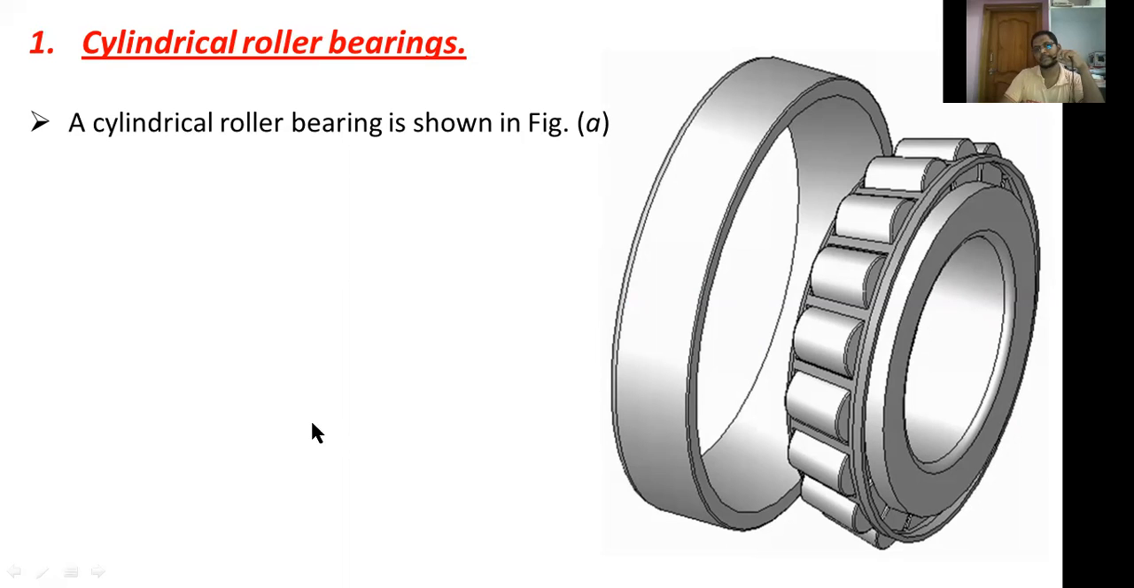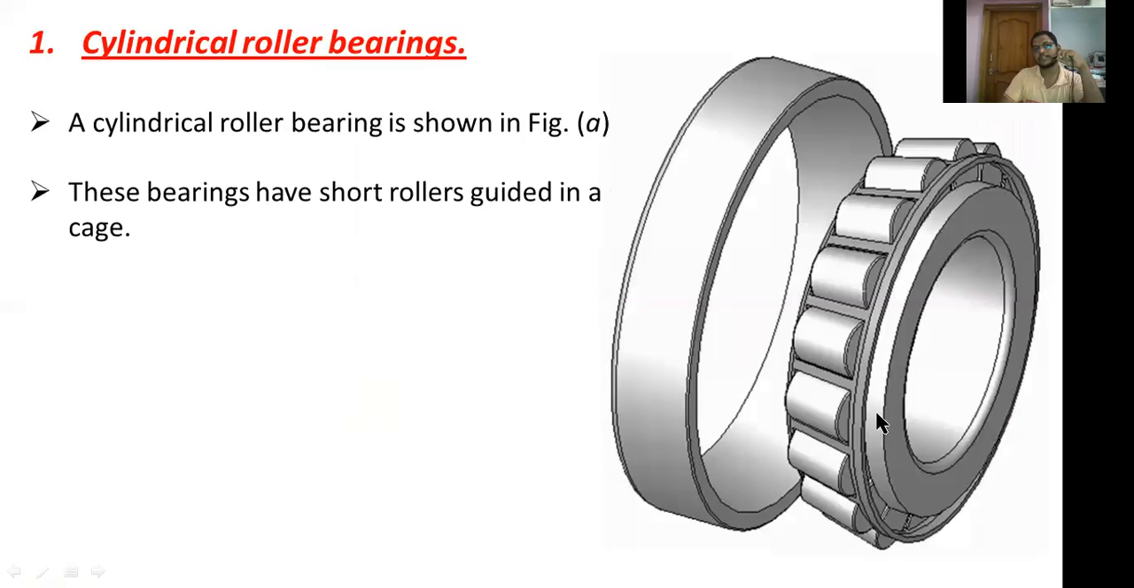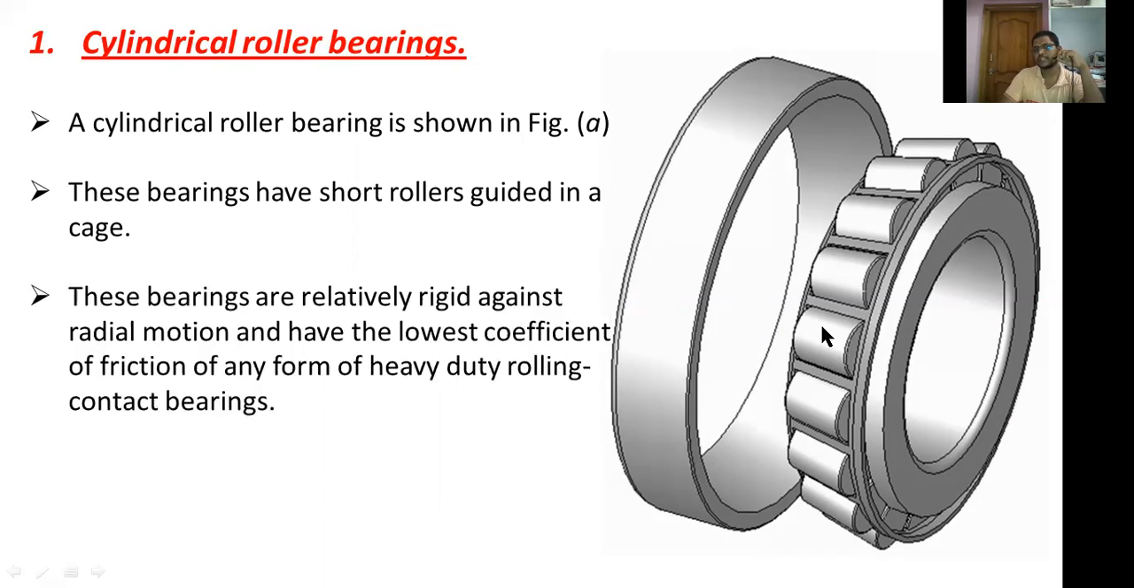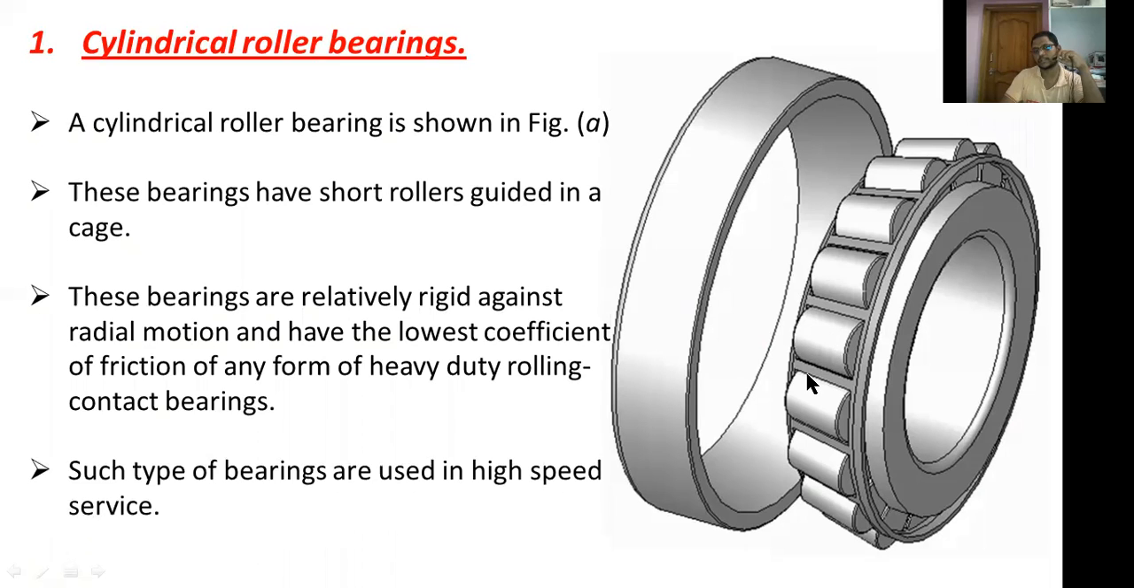These bearings have short rollers guided in a case. This one is a case or retainer. To hold these rollers we are using the case. These bearings are relatively rigid against radial motion and have the lowest coefficient of friction of any form of heavy duty rolling contact bearings. So such types of bearings are used in high speed service.